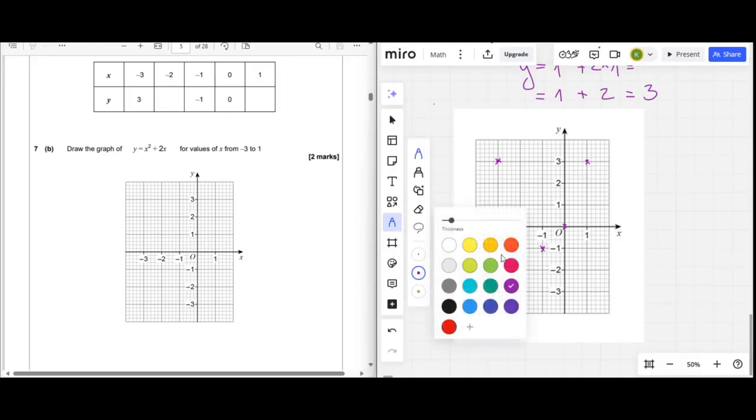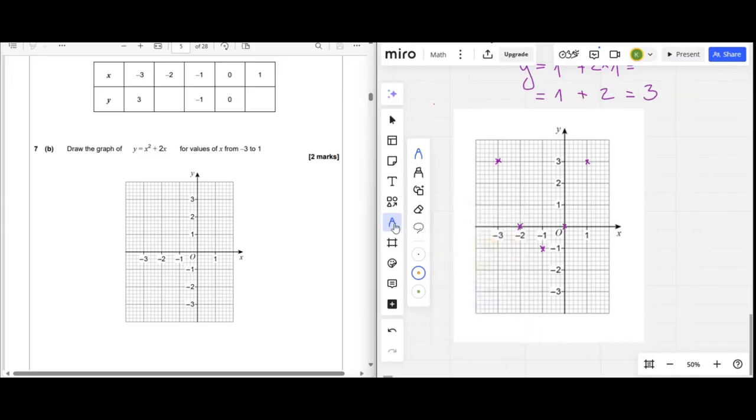Okay, and now we need to put a line. Do you know that this is a quadratic function? Yes. Yes.